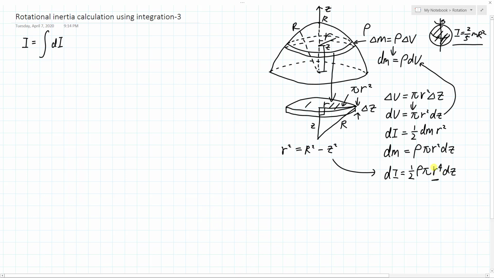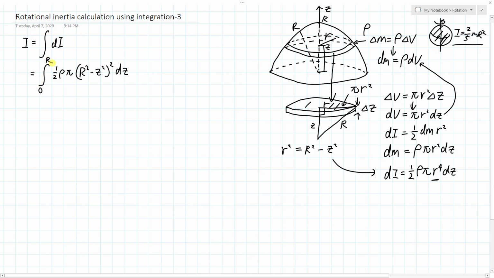So let's move to the left side. Now we know dI, it is 1/2 rho pi, where the r to the fourth power turns into capital R squared minus z squared, squared, then dz. So now we can specify z. In order to have the slice built into a hemisphere, you have to start the slice from 0 in z and go all the way up to capital R here on the dome. Right, so this is from 0 to R.